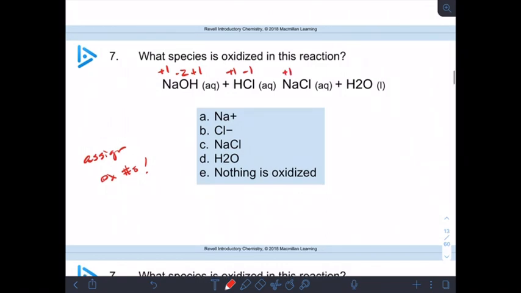Sodium is a plus one, chlorine is a minus one, hydrogen is a plus one, and I have two of them, and then oxygen is minus two. So does anything change? Let's take a look. The sodium goes from a plus one to a plus one, left to right. There should be an arrow here also. Sorry about that. Plus one to a plus one, oxygen goes from a minus two to a minus two. Hydrogen, plus one to plus one. So nothing has changed.